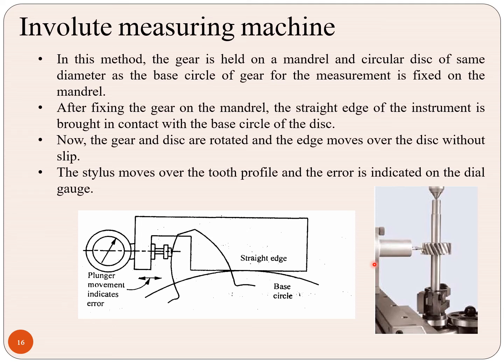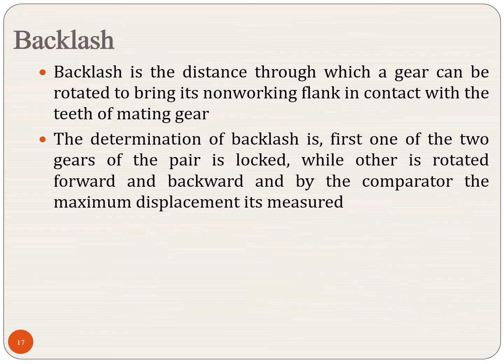The gear is held on the mandrel, and a circular disc of the same diameter as the base circle of the gear being measured is fixed on the mandrel. After fixing the gear on the mandrel, this vertical rod is called the mandrel. The straight edge of the instrument is brought in contact with the base circle of the disc. Now the gear and the disc are rotated, and the edge moves over the disc without slip. The stylus moves over the tooth profile, and the error is indicated on the dial gauge. This is the involute measuring machine.